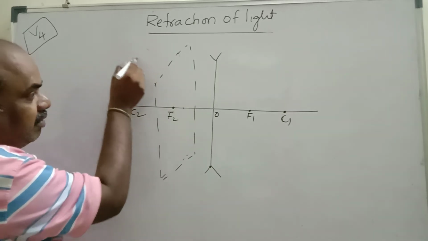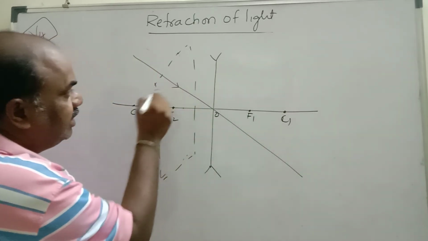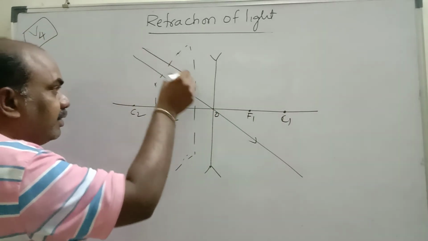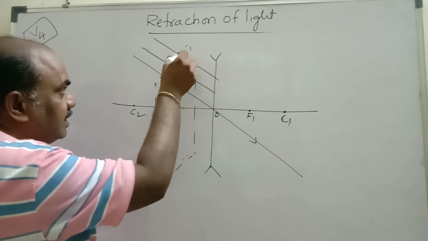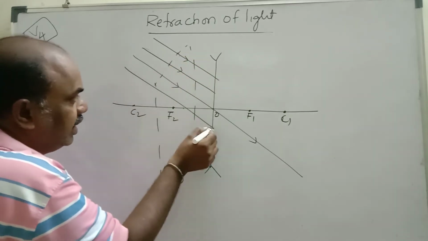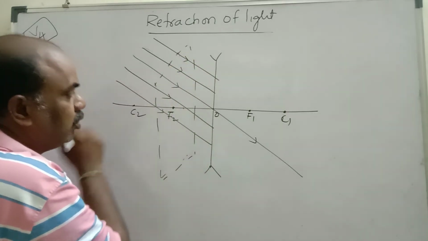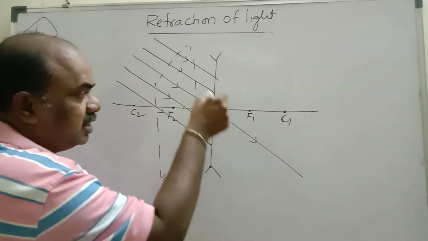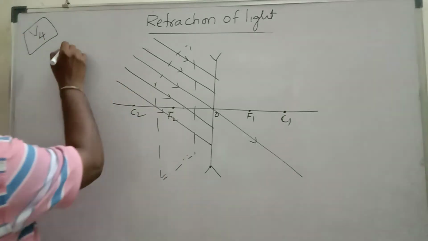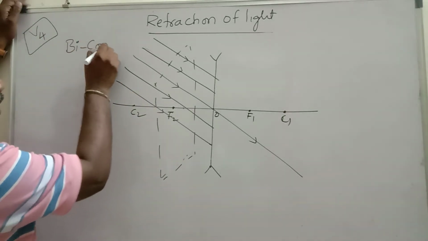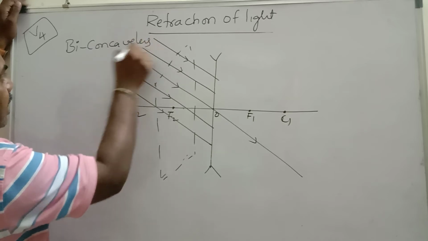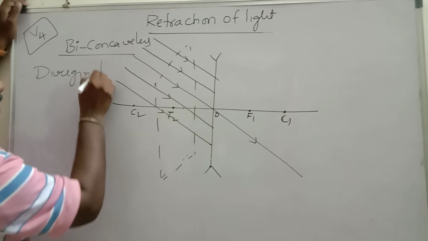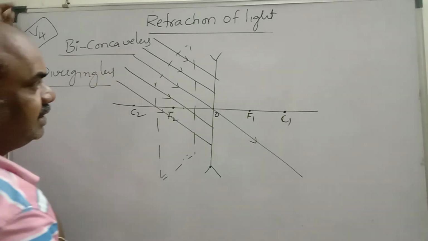Now see, here one same scenario. I am taking one incident ray going through the optic center. Now, two more rays you take above the principal axis, above this ray, and two more rays below this ray, going toward the optic center. What will happen, children? All these rays after refraction converge or diverge? It is a biconcave lens. Biconcave lens is also called what? Diverging lens. Biconcave lens, other name diverging lens.